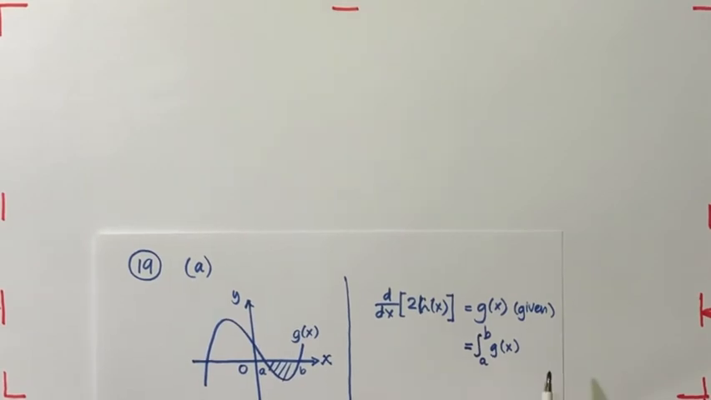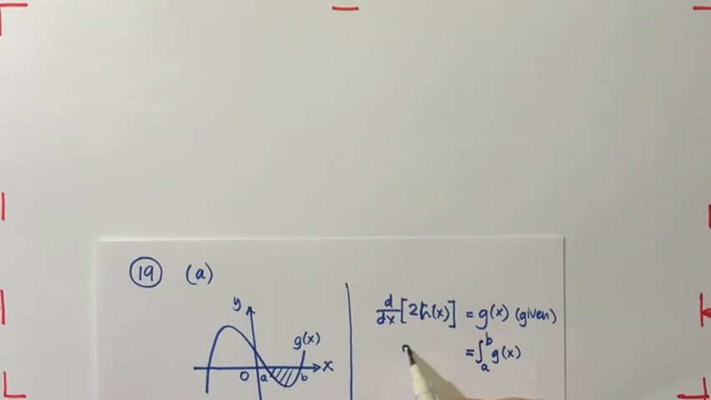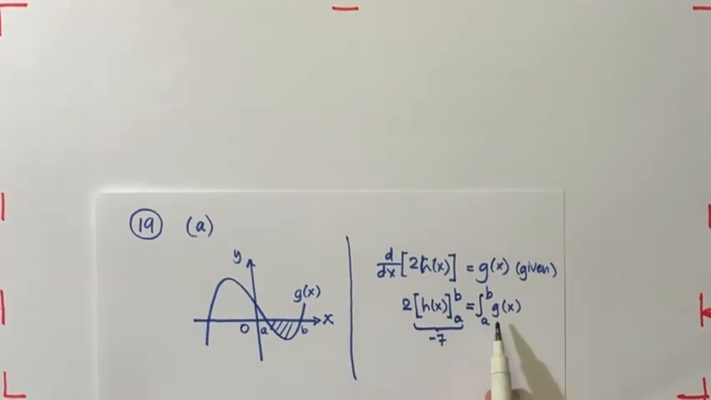So if you differentiate 2h(x), you get g(x). So if you integrate g(x), you get 2h(x). So the 2 can be taken out. So this is simply 2 times h(x), also from a to b. But we're also given that the integral of h(x) from a to b is minus 7. So this means that the integral of g(x) from a to b is 2 times minus 7, which is minus 14. Okay, we will use this information later.